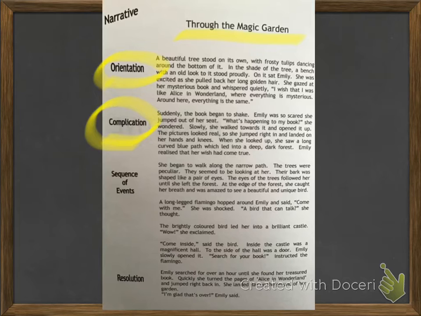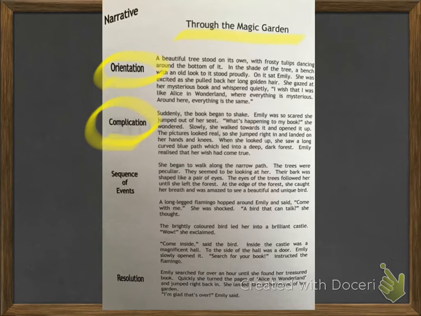Suddenly, the book began to shake. Emily was so scared she jumped out of her seat. "What's happening to my book?" she wondered. Slowly, she walked towards it and opened it up. The pictures looked real, so she jumped right in and landed on her hands and knees. When she looked up, she saw a long curved blue path which led into a deep dark forest. Emily realised that her wish had come true.